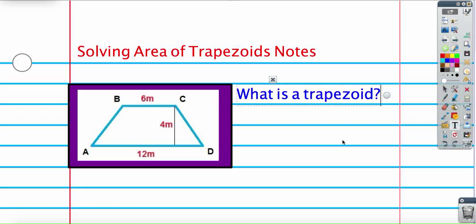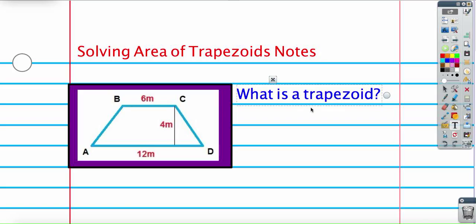So right now I need you to make sure that you have gotten out a clean sheet of notebook paper and that you title it Solving Area of Trapezoids Notes. And then you're going to want to draw your picture of the trapezoid, like right here. Then we're going to define what a trapezoid is, and remember you can pause this tape at any time so that you can catch up with what I'm telling you to do.